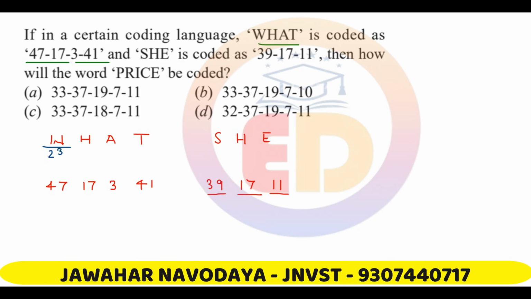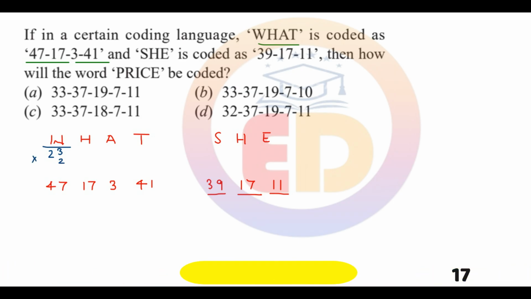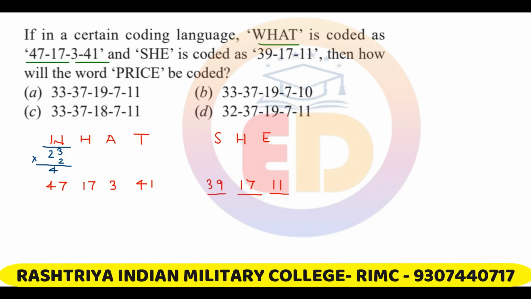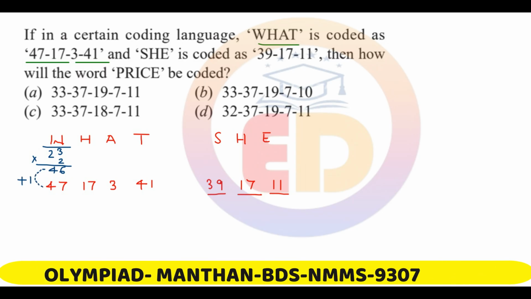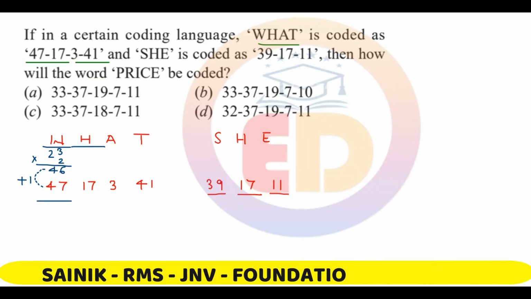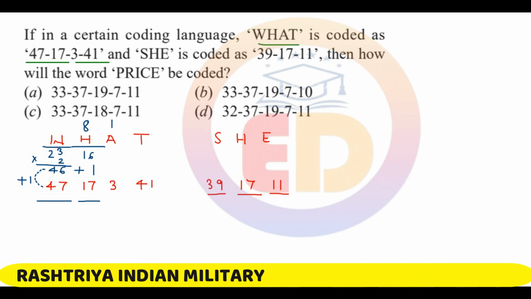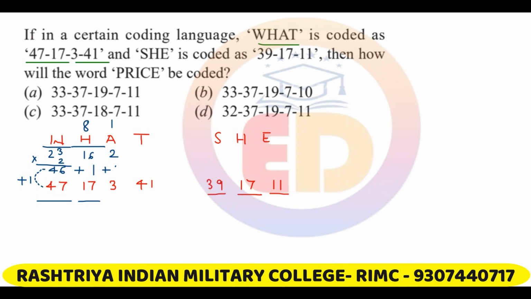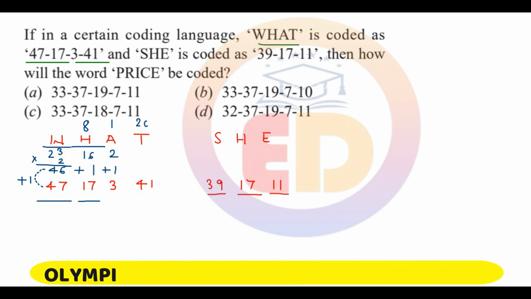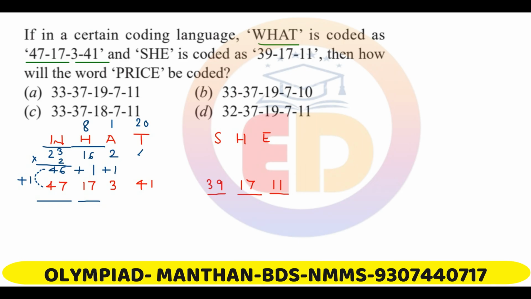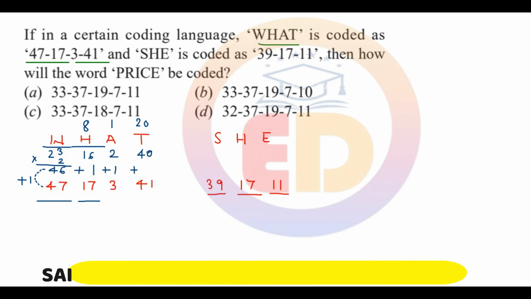Means what they have done, they have multiplied by 2. 23 into 2 is 46, and then they have added 1 also, so it becomes 47. So that is the pattern. Every alphabet is multiplied by 2. For example, H is 8. 8 into 2 will become 16, and 16 plus 1 will be 17. Similarly, A is 1. 1 into 2 will be 2, and plus 1 will be 3. T is 20. Into 2 will be 40, and adding 1 will be 41. So this is the pattern.